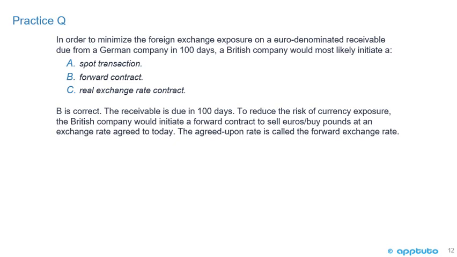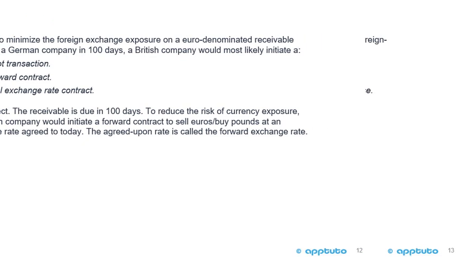B is correct. The receivable is due in 100 days. To reduce the risk of currency exposure, the British company would initiate a forward contract to sell the euros and buy pounds at an exchange rate agreed today. The agreed upon rate is called the forward exchange rate, and therefore the British company knows with certainty the rate that they're going to get.